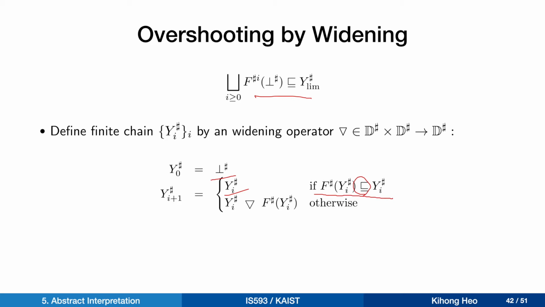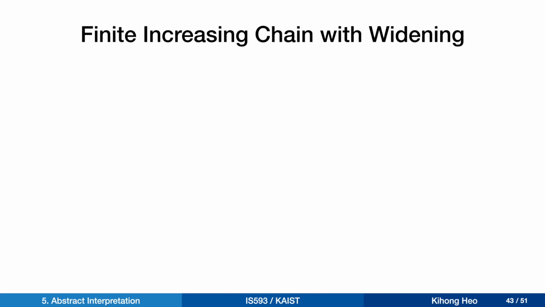Otherwise, we apply widening to the input and the output of f. That will be the next element on the chain. Here notice that widening operators are in general not commutative. So you should be careful of the order of arguments here. Let's take a look at how widening works.